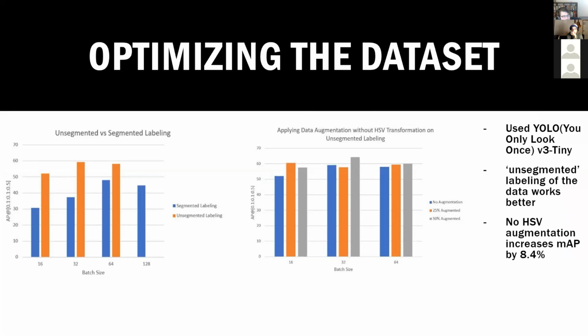After conducting several tests, I determined that unsegmented labeling, labeling the entire fire region as one object, leads to a greater mean average precision, and removing hue, saturation, and value augmentation actually increases the mean average precision. This is most likely because labeling each flame as a separate object and applying HSV augmentation would probably create unnecessary noise and variance within the data, which would cause the model to decrease in performance. That's why I removed HSV augmentation and used unsegmented labeling.